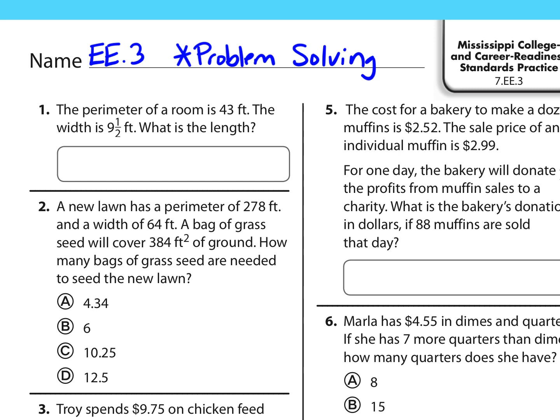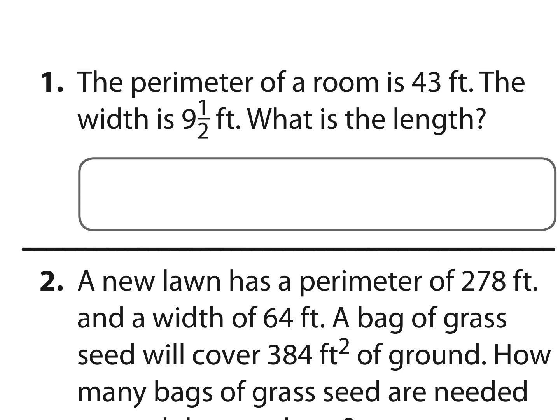The next standard, EE3, is about problem solving. Number 1, the perimeter of a room is 43 feet. The width is 9.5 feet. What is the length? When I'm problem solving, I have to think, what is it asking for and what information does it give me?